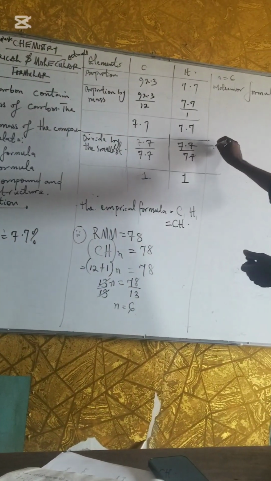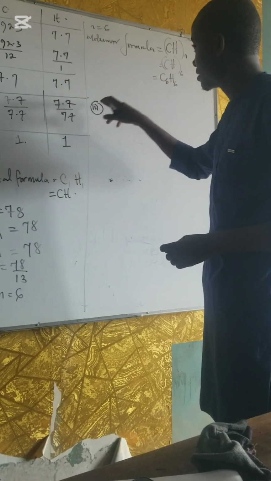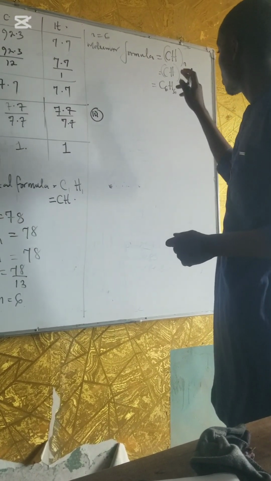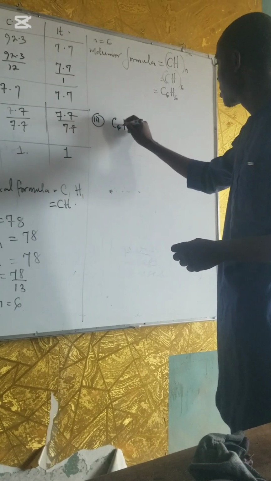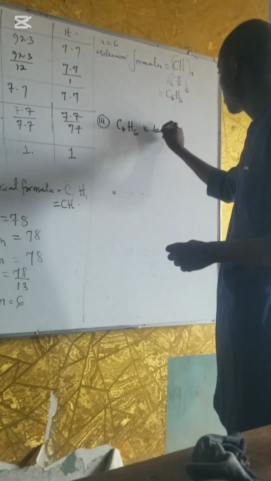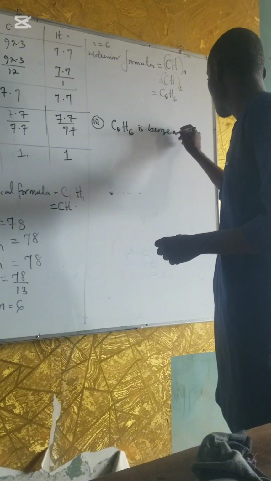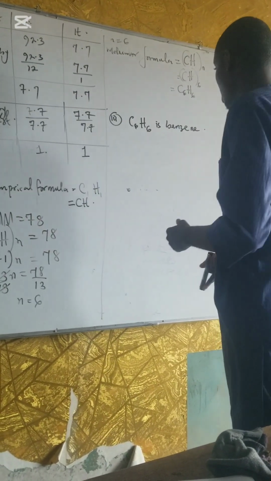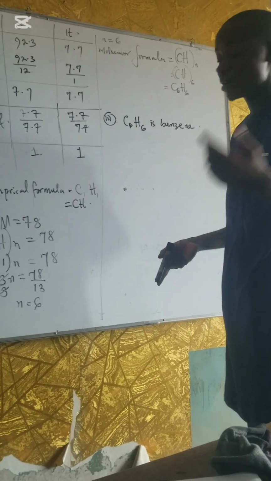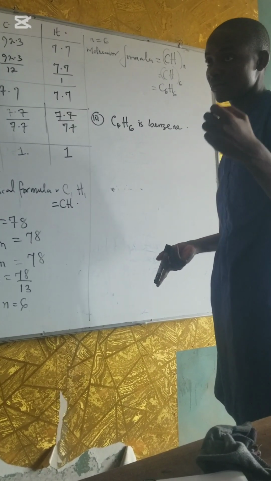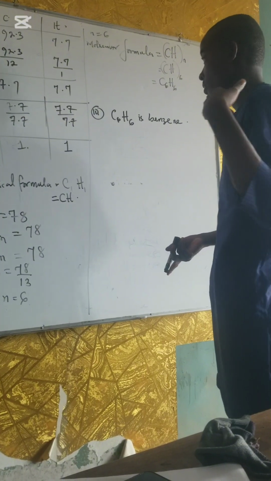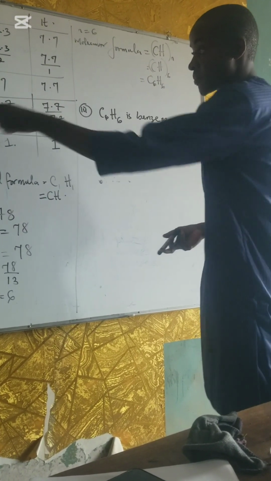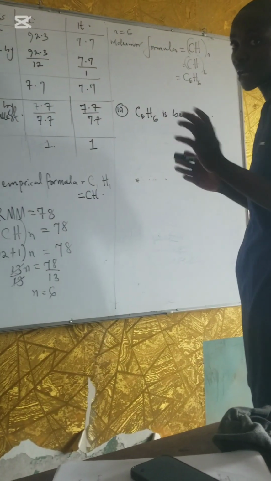Well, as you can see, so number 3 now. Name the compound and write the structure. As you can see, C6H6 is benzene. Because benzene is an aromatic compound, what are aromatic compounds? They are compounds that contain benzene and other benzene-like structures. According to August Kekule, the structure of benzene is hexagonal.